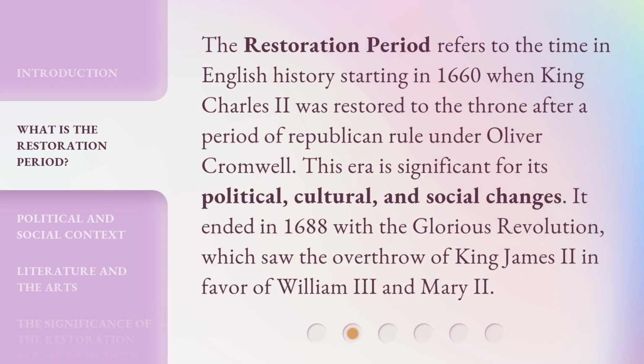The Restoration Period refers to the time in English history starting in 1660 when King Charles II was restored to the throne after a period of Republican rule under Oliver Cromwell. This era is significant for its political, cultural, and social changes. It ended in 1688 with the Glorious Revolution, which saw the overthrow of King James II in favor of William III and Mary II.